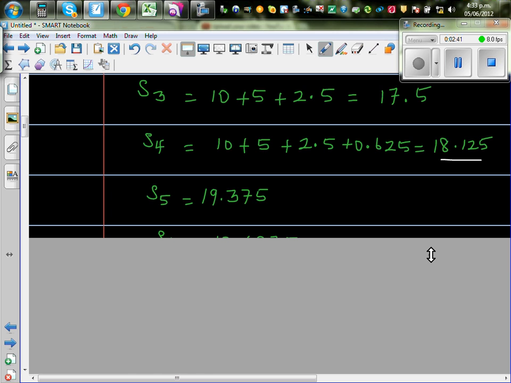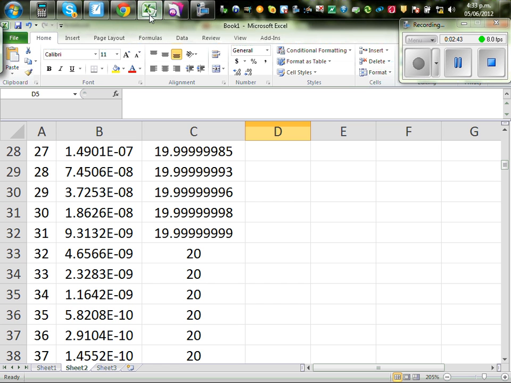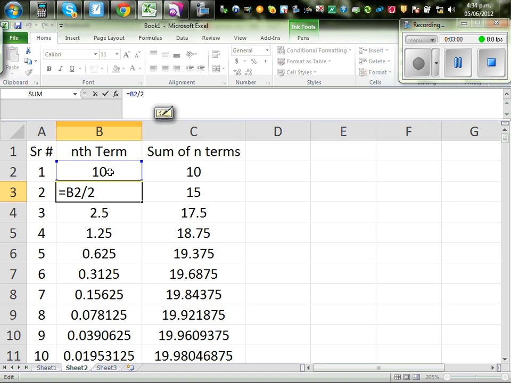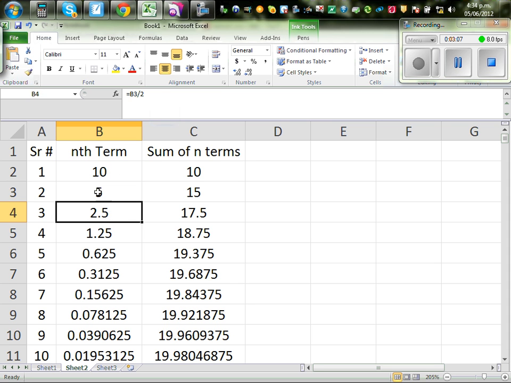Okay. S5. Now I used Excel, so let me go to the sheet to explain how I got this. So this is the first term. This is a serial number. This is 10, 5, 2.5. So what I've done is I've used Excel. To show you this formula, this is B2, B2 divided by 2. Now this is B3 divided by 3. So this is the sequence that I was talking about.